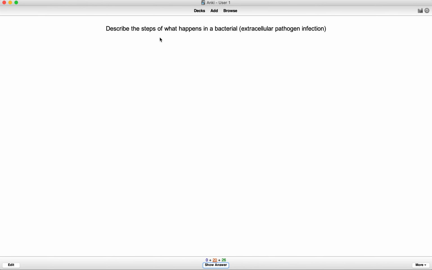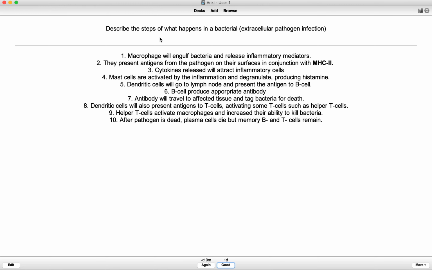Cool. That's what happens in a bacterial infection. I mean, we just went over this, right? I'm going to say it again. Oh, they use class 2. Okay.